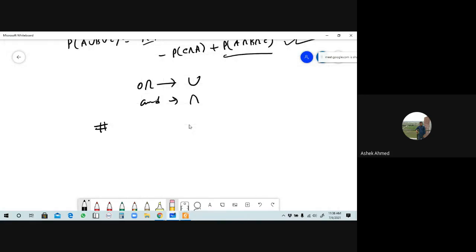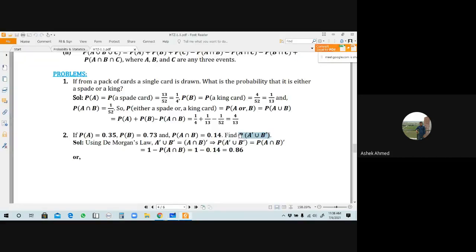We can solve this problem in two different ways. One way is here: given that, find out the probability of A complement union B complement. Is it right? A complement union B complement.